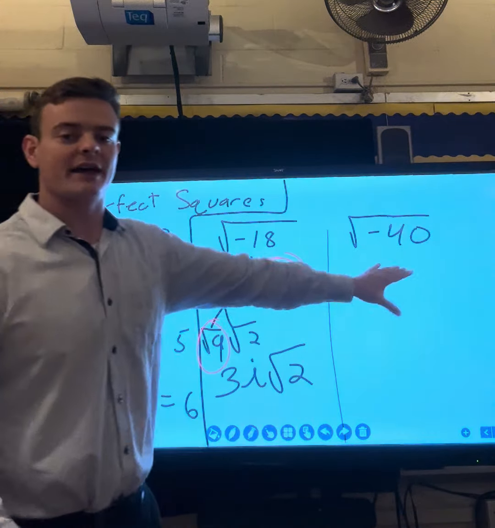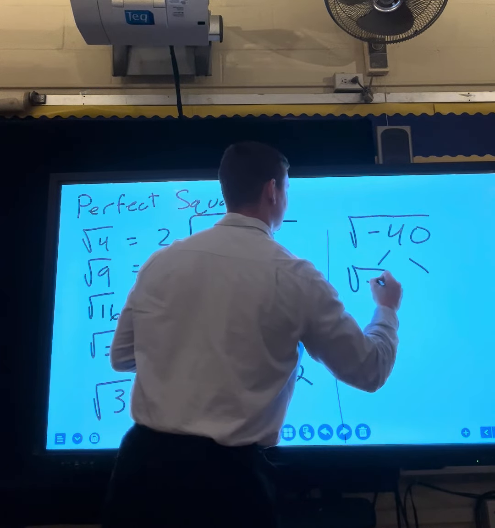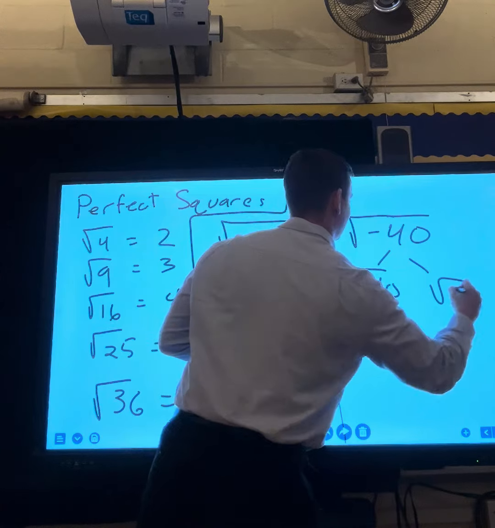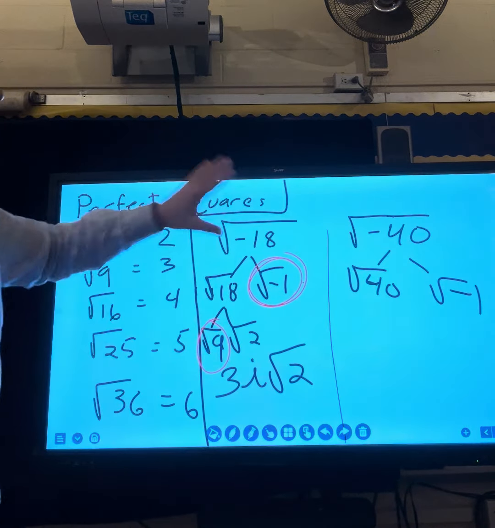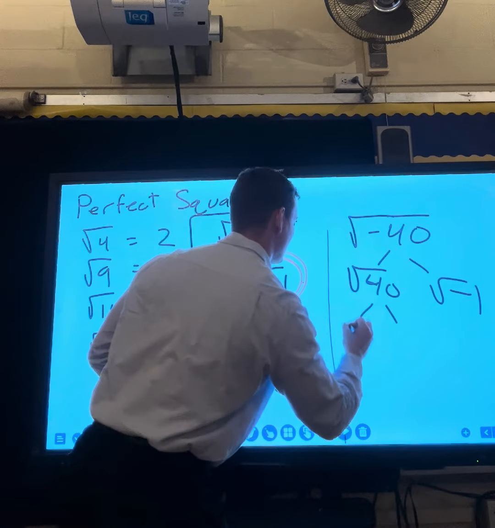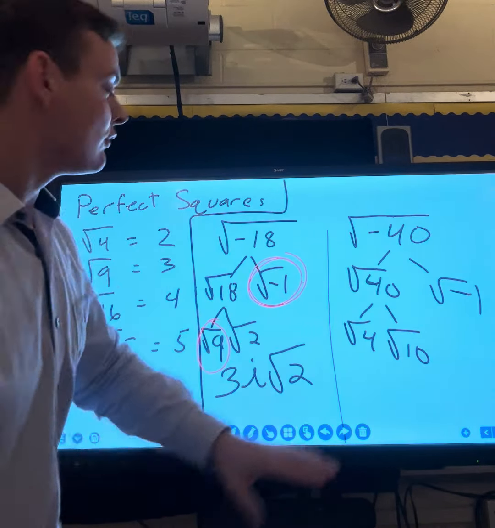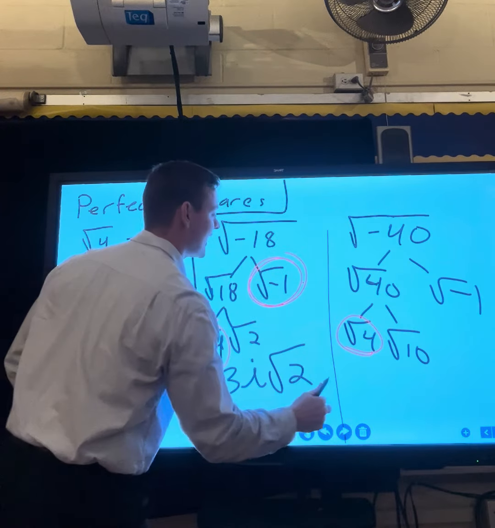When I have the square root of -40, same exact thing, split that up to be 40 and -1. Is the square root of 40 nice? No, but I can split that up to be 4 and 10. And now, what's nice about the square root of 4? That's 2.